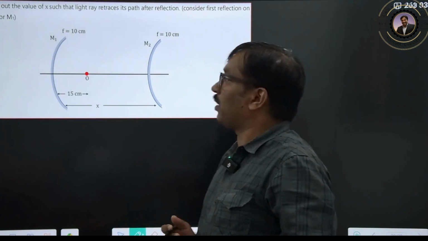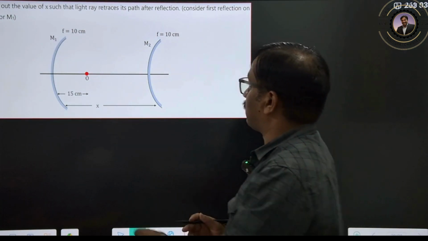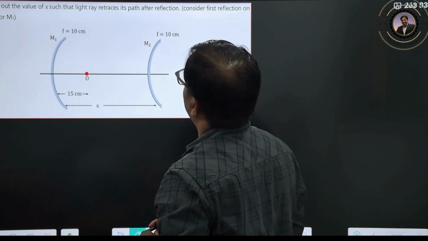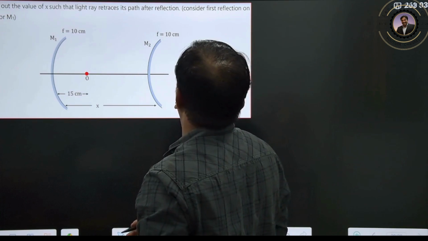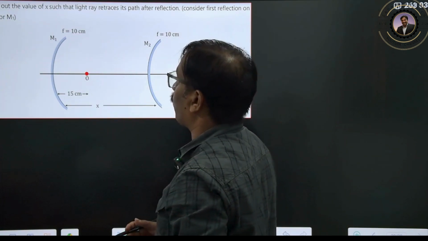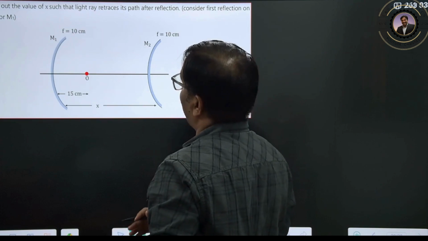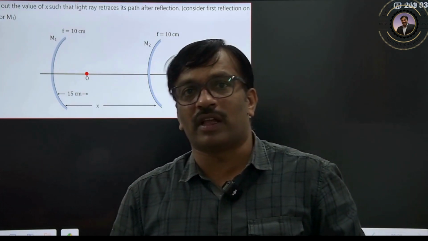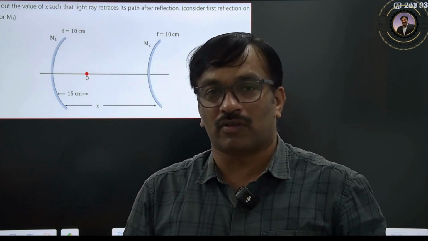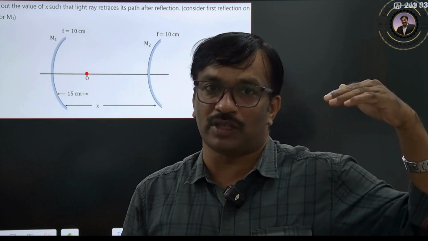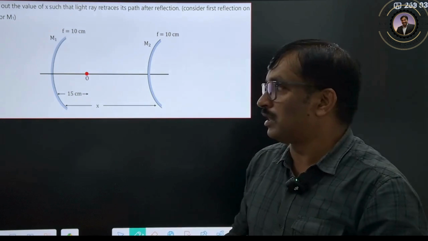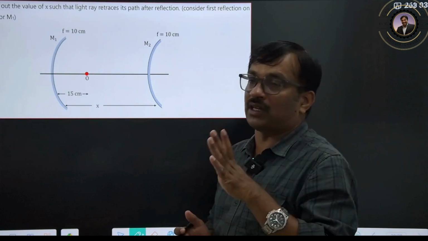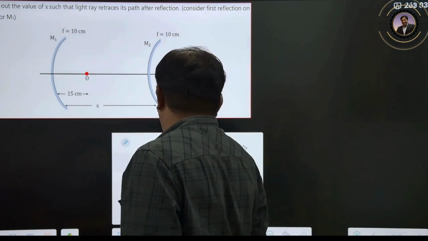Right. Here again, find out the value of x. We want to calculate x such that the light rays retrace their path after reflection. Consider first the reflection on mirror 1. That means the light rays are retracing their path. Don't confuse anything now. Retracing means compulsorily it has to be incident normally, or for spherical mirrors the light ray should undergo reflection like passing through the center of curvature. That's all. This is the one extra point you need to remember.